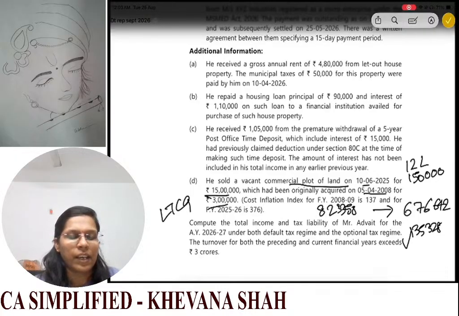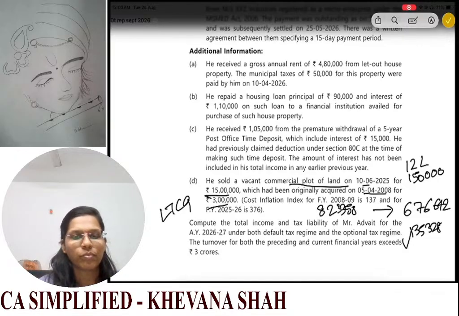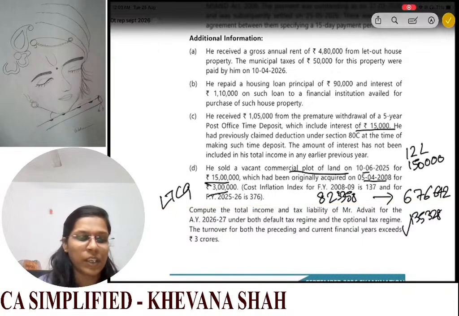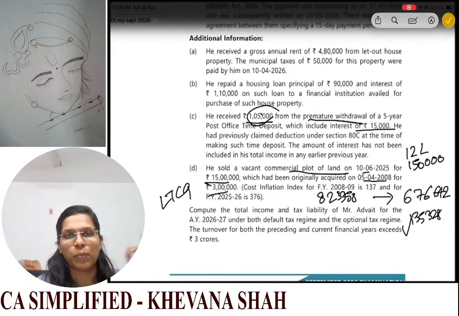Okay. Then you have this prepaid principal loan. Now for this premature withdrawal of post office deposit that we are given, which includes interest of 15,000, the amount that you are receiving is 105,000. So now this entire amount will be taxable. Why? Because it is premature withdrawal. If you are receiving premature withdrawal of a 5-year post office term deposit, the entire amount is taxable.